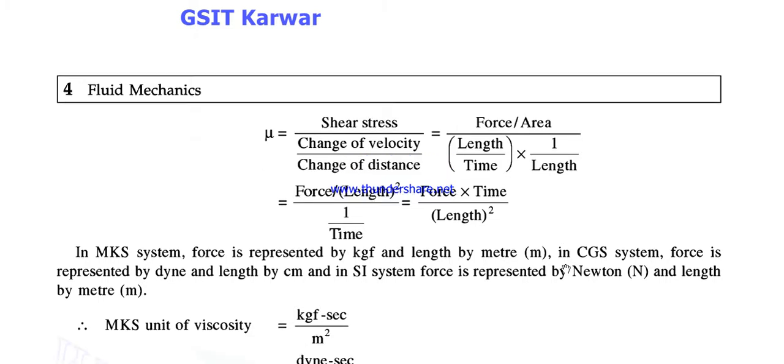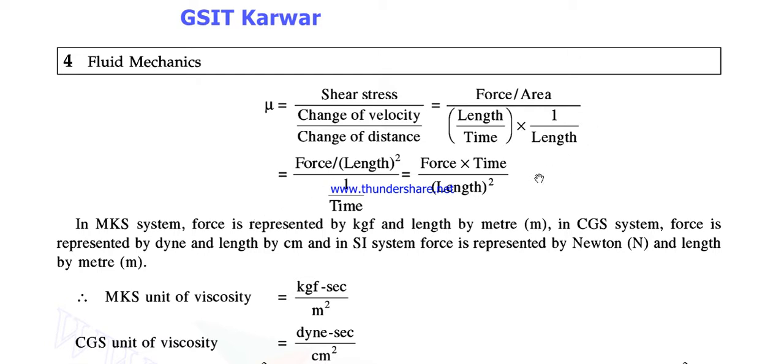Shear stress unit is force by area, and change of velocity unit is, velocity means meter per second, that means length by time. It is clear? Next, change of distance means how we are going to measure the distance. Commonly in meter. Meter means the unit is length. Okay, 1 by length. Therefore, you can simplify this equation and finally we get force into time by length square. Okay.